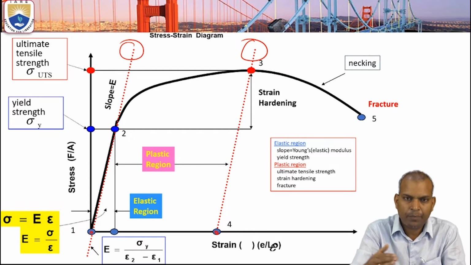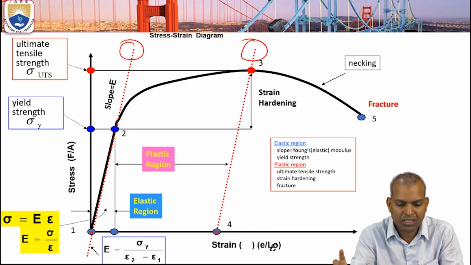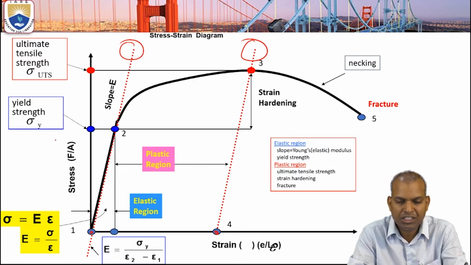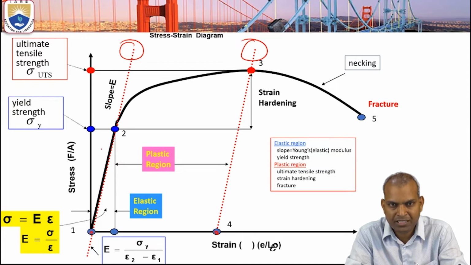If the load is applied again, it reaches point 3, and then the yield strength will be increased. The process of increasing the yield strength of the material in this way is known as strain hardening.